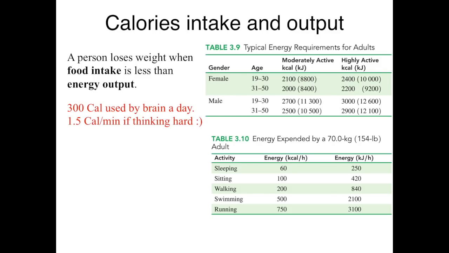As a bonus for you, for being in this class, which requires a lot of thinking, about 300 calories a day are used by the brain. And it turns out if you are thinking hard, it is boosted by 1.5 calories per minute.